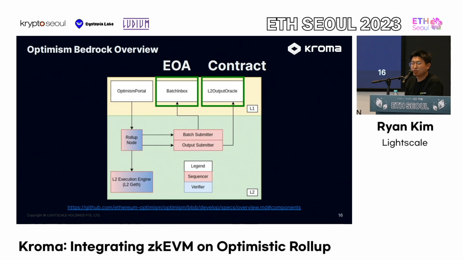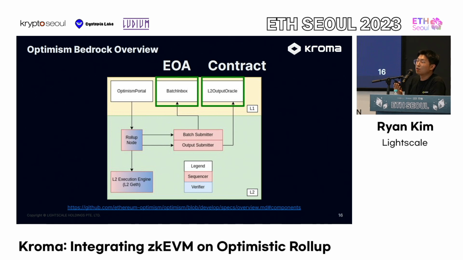But for a contract to read the transaction, it is impossible for the contract to read the data from the calldata of a previous transaction. It can only access the data from the calldata of the current transaction, right?